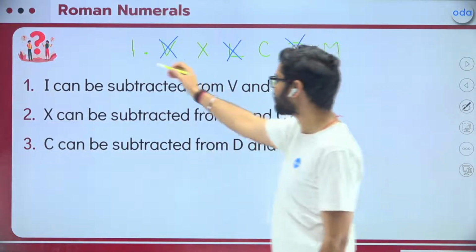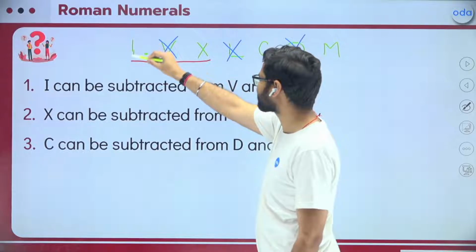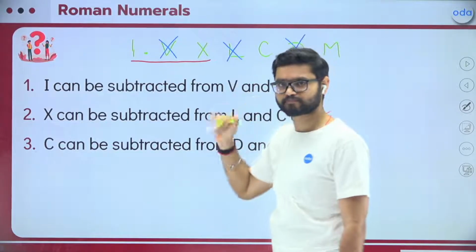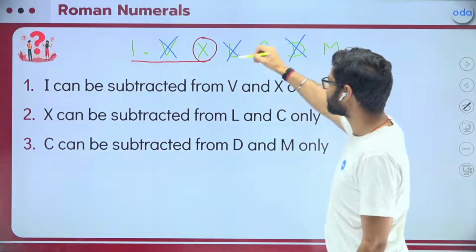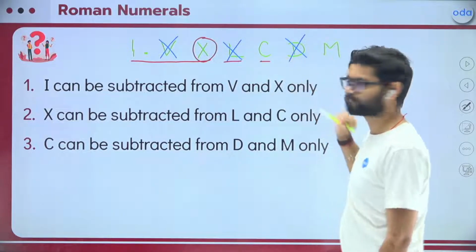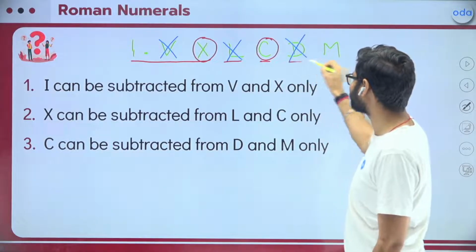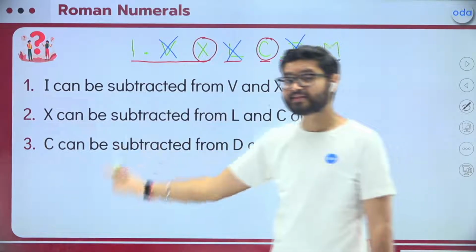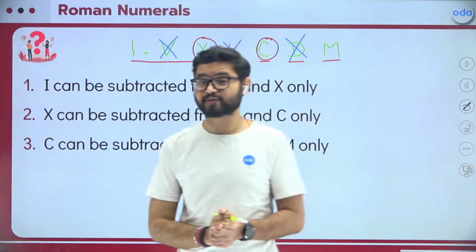I can only be subtracted from V and X. X can only be subtracted from L and C. And C can only be subtracted from D and M. Don't you think this is a very easy way to remember from which symbol we can subtract which symbol?